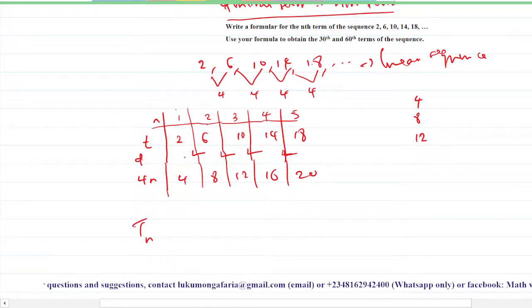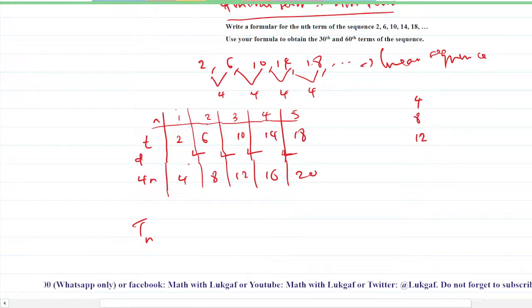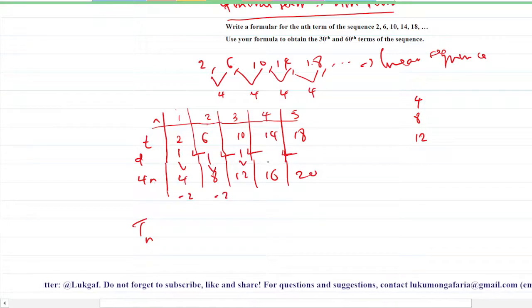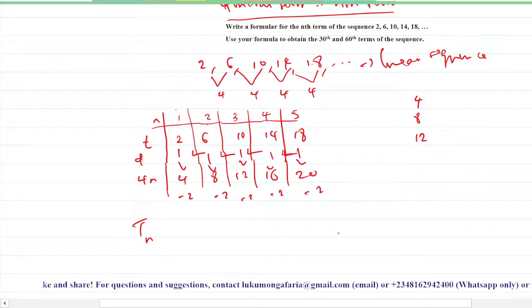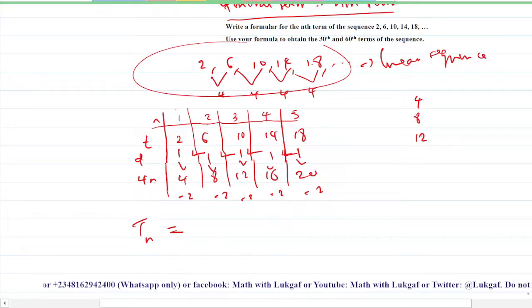But before you go, take the multiplication table sequence and subtract it from each of the corresponding terms here. For example, 2 minus 4 gives minus 2, 6 minus 8 gives minus 2, 10 minus 12 gives minus 2. This also gives minus 2, minus 2. You understand now? Then you can conclude that the nth term of this sequence is 4n minus 2.